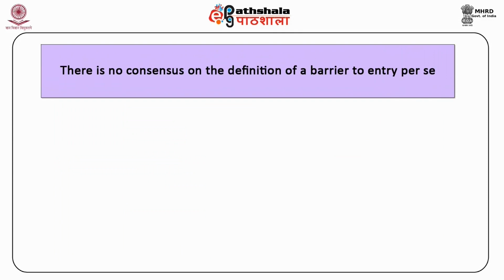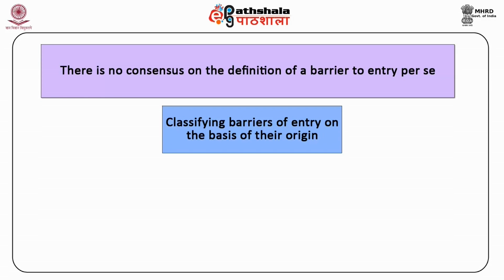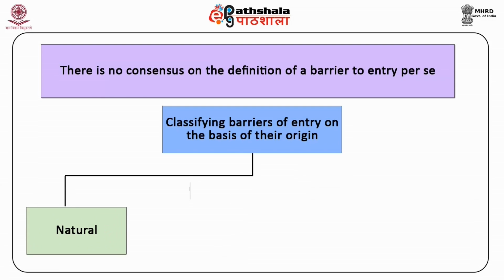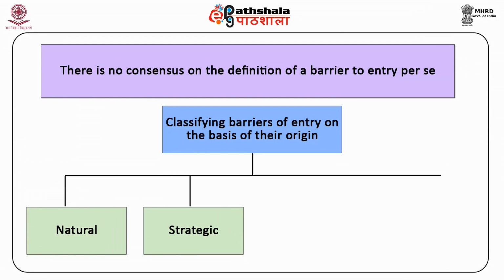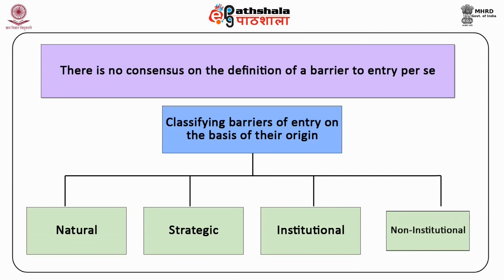Thus, there is no consensus on the definition of a barrier to entry per se. However, one can still classify barriers to entry on the basis of their origin. For example, they could be natural or strategic. They could also be institutional or non-institutional. The barriers to entry on the basis of these classifications are discussed in our subsequent sections along with their examples.